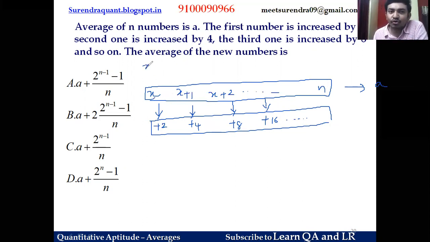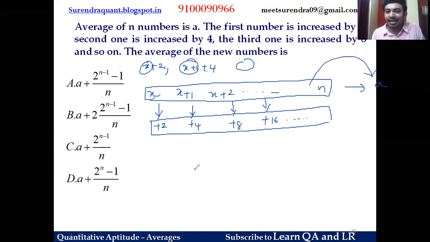When I add 2 to the number, this is x plus 2. This is x plus 1 plus 4. So what I'm taking is x plus 1, x plus 2, and so on as one series, and the extra numbers you are adding, 2, 4, 8, 16, and so on, as another series. Why am I doing this? Because these numbers' average is A. Now, if you can find the average of these increased numbers, you are done with the question.